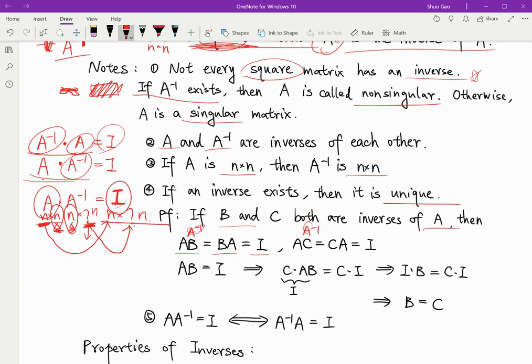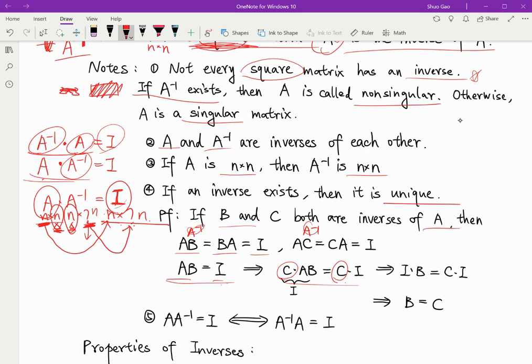But suppose that these two inverses are different. Suppose B and C are different. Because A times B equals the identity matrix, if we pre-multiply by matrix C before A, B, and I, then the result should also be the same, because AB and I are the same thing. So C times AB should be equal to C times I.